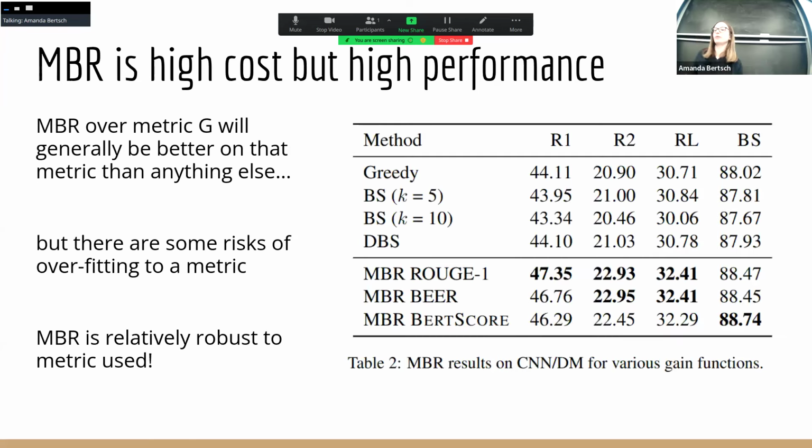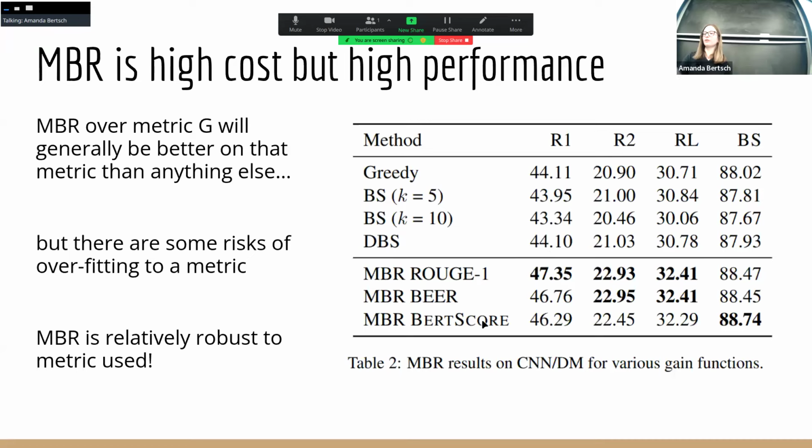So if we do that and we look at this table of results here, you can see that this outperforms the other sampling methods that we've looked at before. Greedy decoding here is just sampling the single most likely thing in each step. Beam search here is the BS with 5 or 10 beams, and DBS is the diverse beam search we were talking about. If we use minimum Bayes risk and we use Rouge as the determiner of similarity, we do way better across all of our metrics, but we especially do really good at Rouge because that's the metric that we've been using to evaluate.